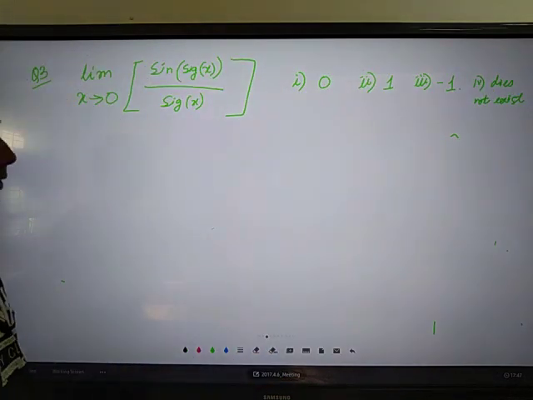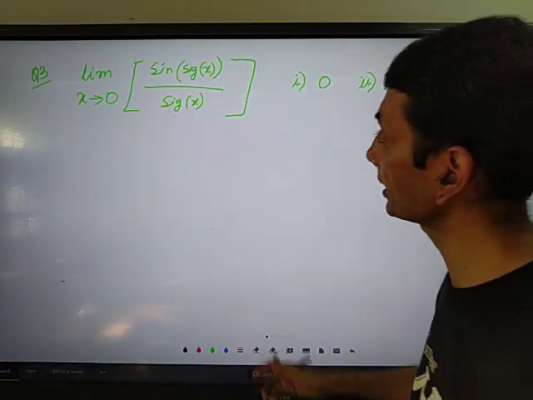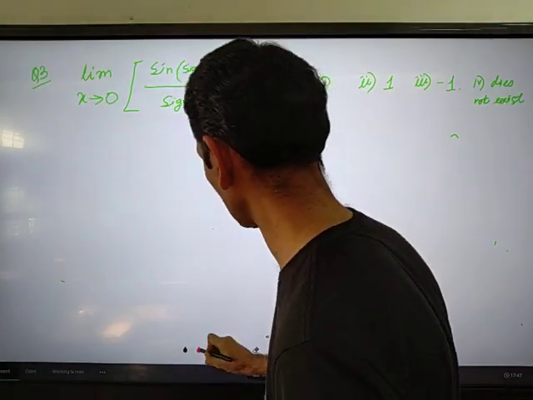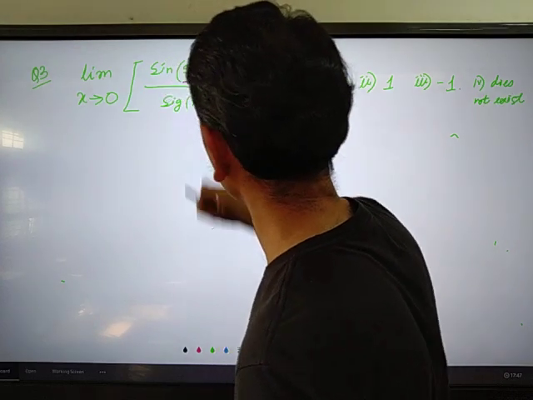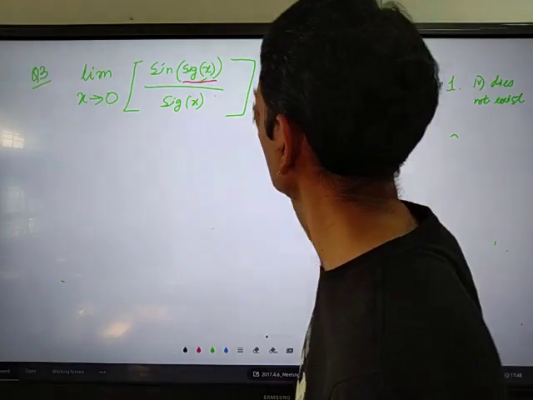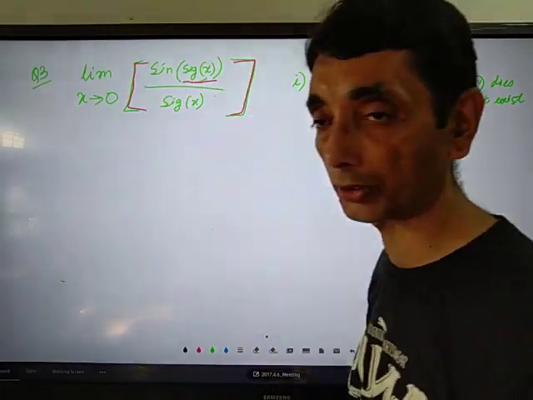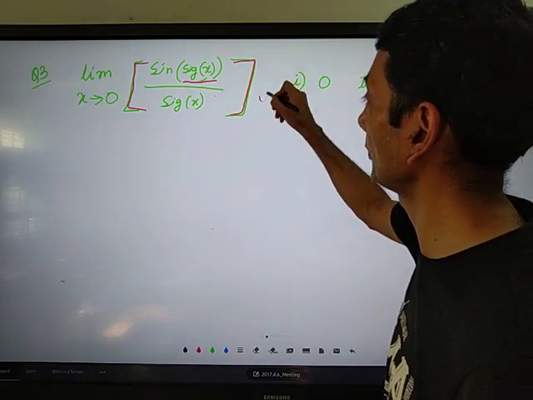Okay, what is this next question? The next question is the limit as x tends to 0 of the greatest integer function of sine of signum of x divided by signum of x. This is the signum function, and this is the greatest integer value function. So you have to get the value of this.